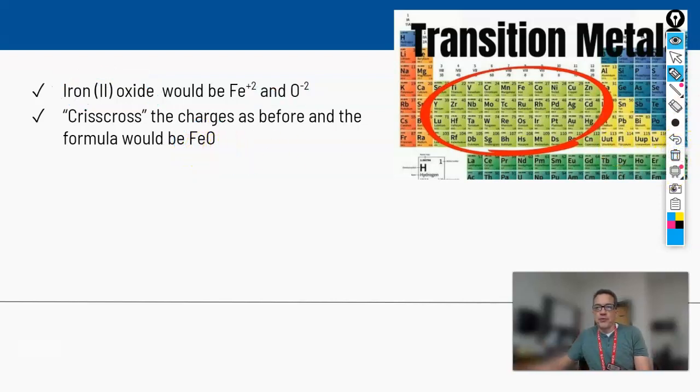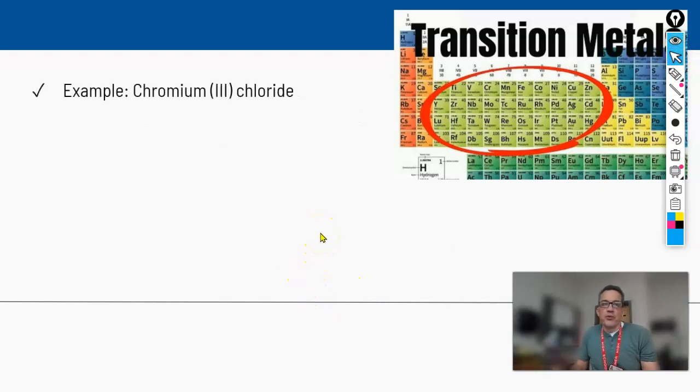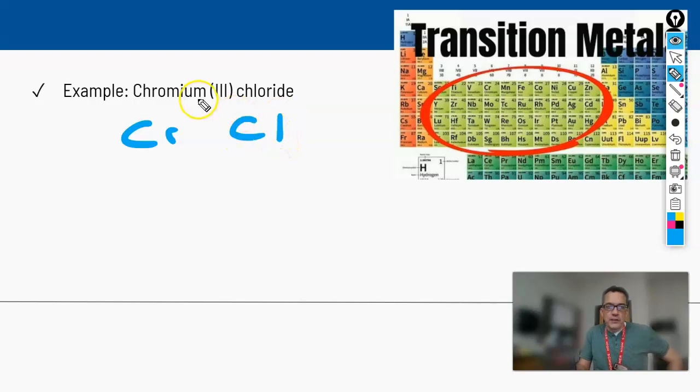I'm going to do a couple of examples on the next couple of slides here. An example would be chromium chloride. Going through our steps again, first step is to write symbols. So chromium, chlorine. Again, I don't even have to look anything up for chromium. Its oxidation state is +3. Chlorine, if I go to my periodic table, is in group 17, so it's -1. All right, so we've got those terms. If we crisscross, I take the 1, put it here.